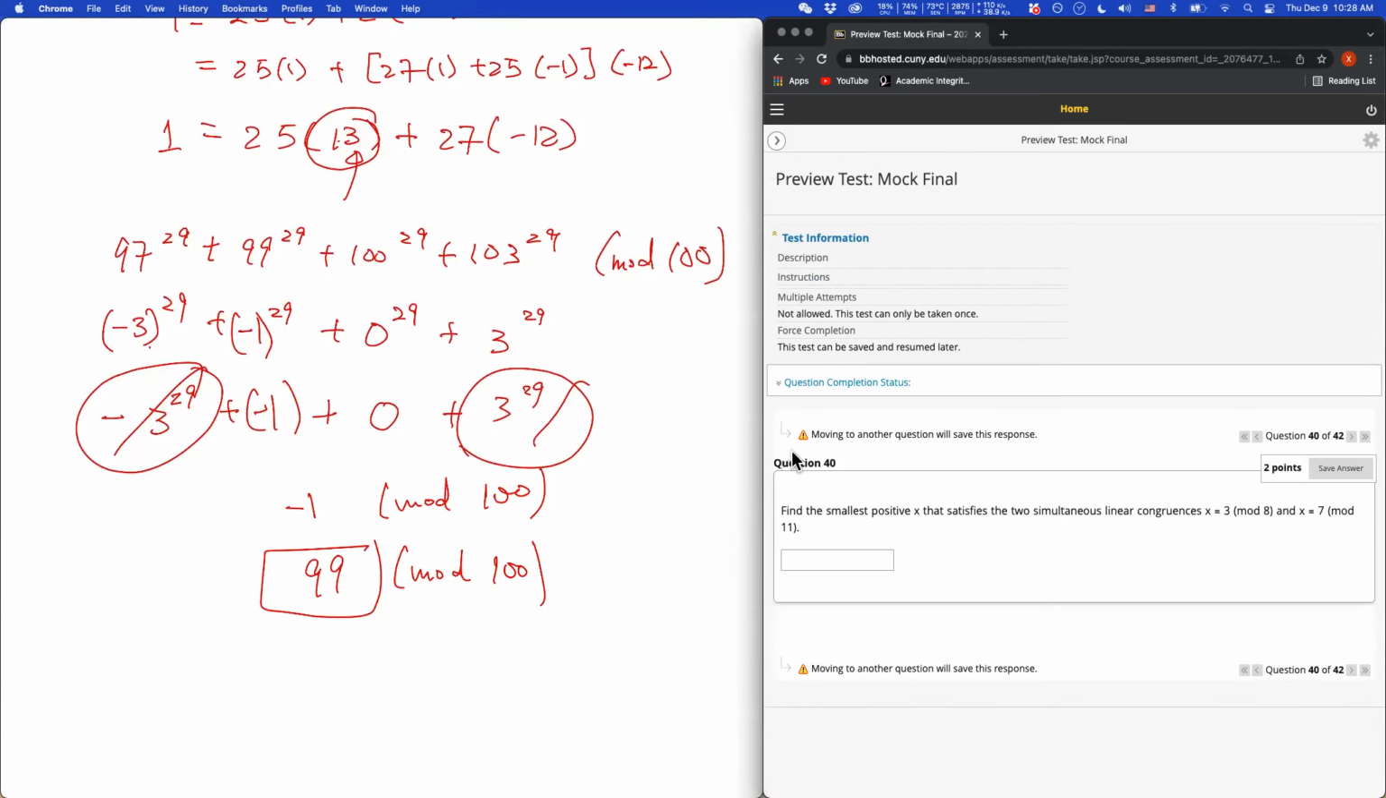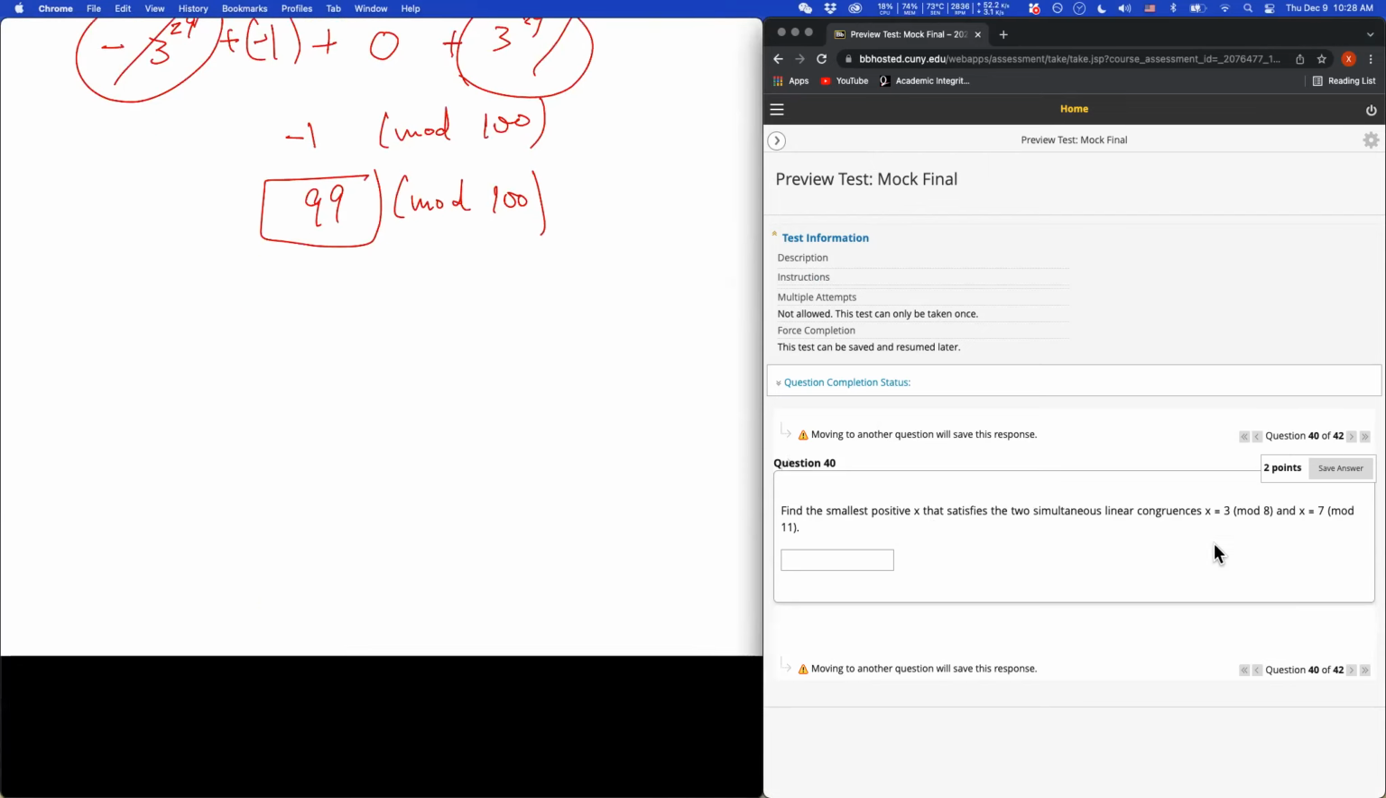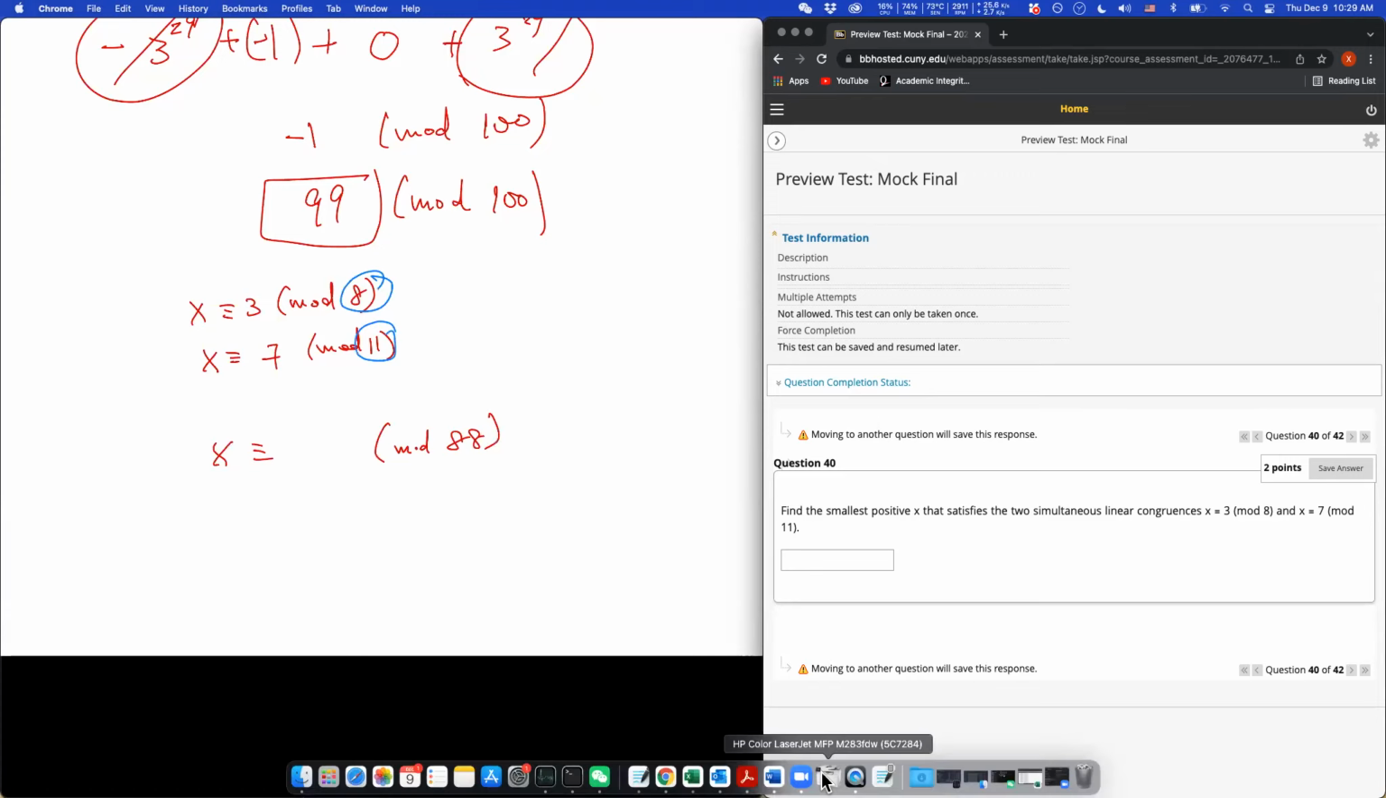Okay, next, find the smallest positive x that satisfies these 2 conditions. So you have x is congruent to 3 mod 8, and x is congruent to 7 mod 11. Well, according to the Chinese remainder theorem, 8 and 11 have GCD of 1. So you know there will be a unique solution modulo the product of them, which will be 88. So you will be able to find a solution between 0 and 87.